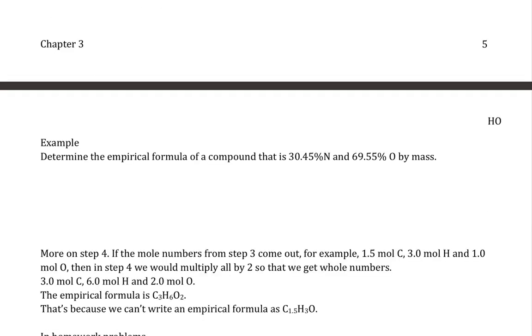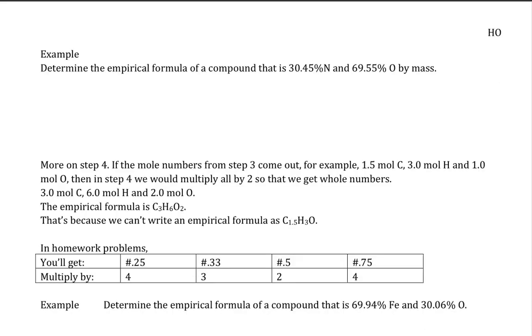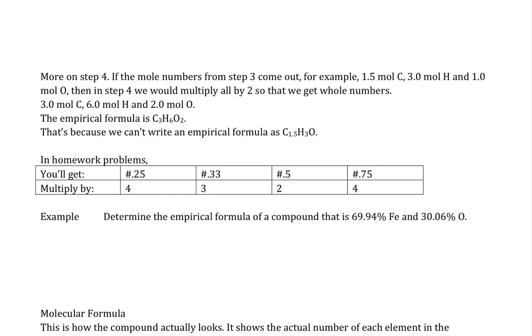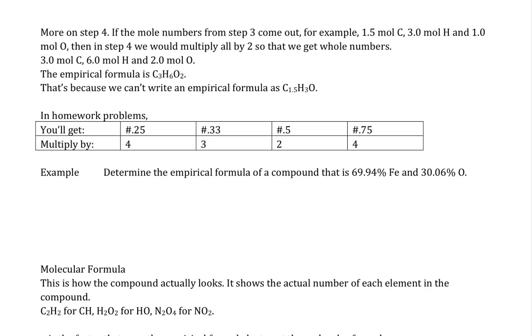Okay, determine the empirical formula of a compound with 30.45% N and 69.55% O by mass. Alrighty, so more on that step 4 that we didn't have to do in this problem.